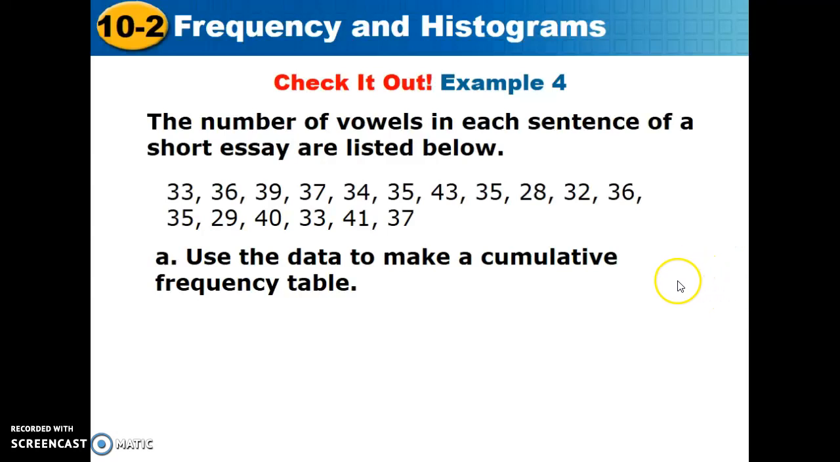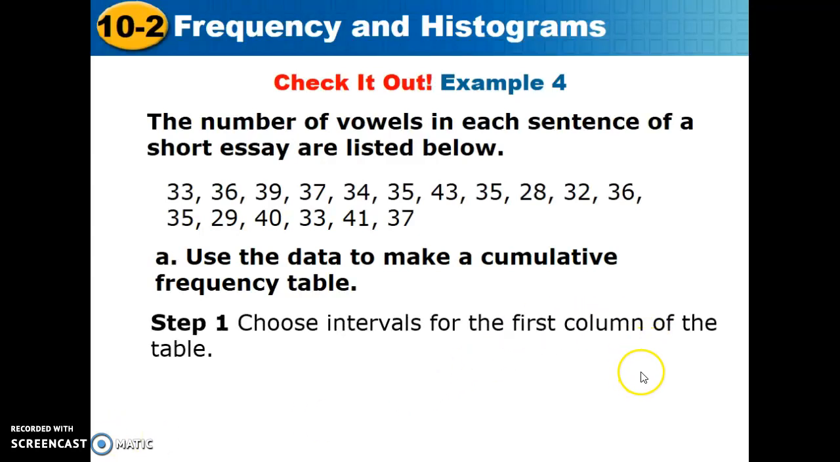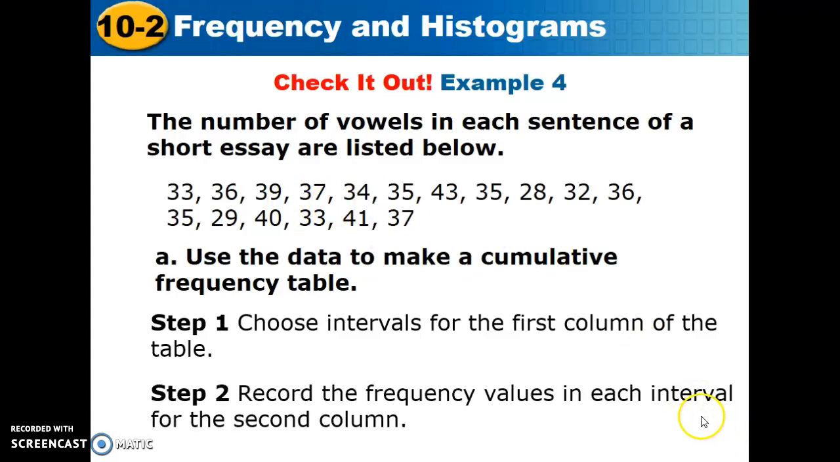You are going to do this problem, example 4, the number of vowels in each sentence of a short essay. They're listed below. Use the data to make a cumulative frequency table. Do that and we'll be right back. So you've had time to make your frequency table. We're going to choose intervals. We look at our data, see what makes sense, and record the frequency values in each interval.